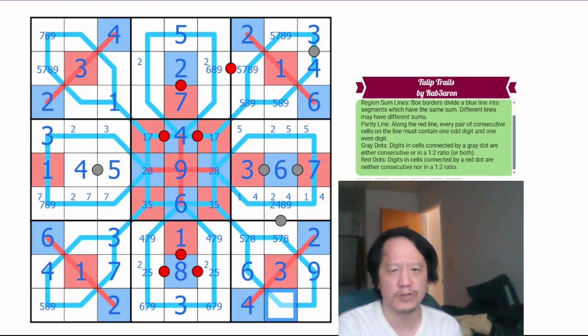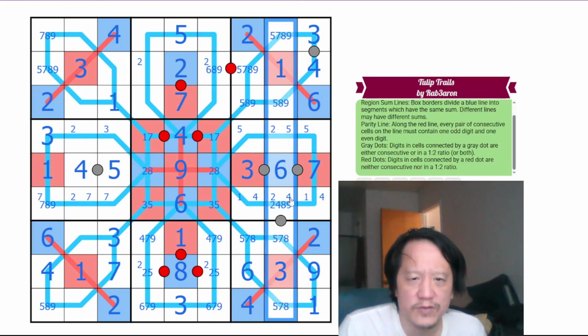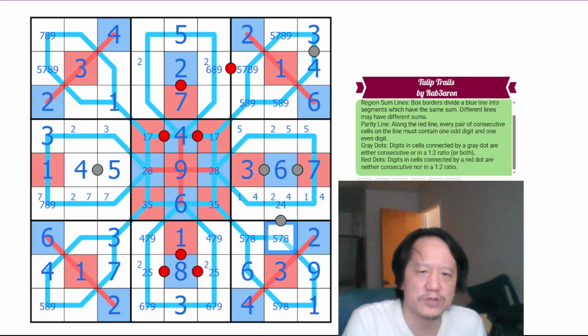This can't be 1 because of 1 in the column. So 1 has to be there. This is 5, 7, 8. We have a 5, 7, 8, 9 quadruplet in column 8, which eliminates 5, 7, 8, 9 in the rest of the column. So this can't be 8 or 9.